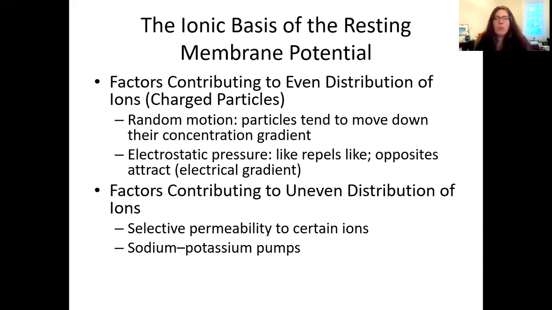Now, there's random motion of ions, and particles tend to move down their concentration gradients. So they want to move away from where they are more concentrated. Electrostatic pressure also influences the movement of ions, or an electrical gradient. So in terms of ions, opposite charges attract. So positive repels positive, but negative ions want to move towards where there's a positive charge.